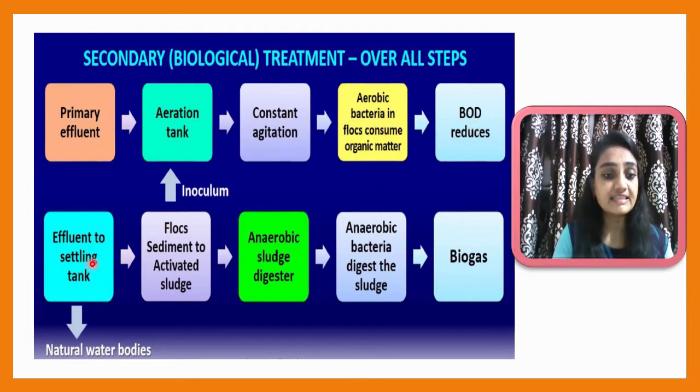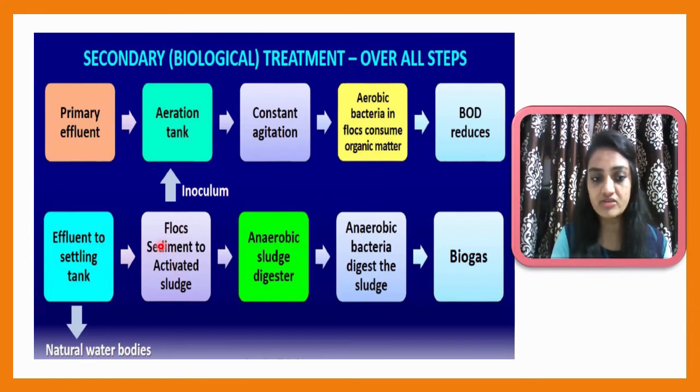And then the settling tank means that after the treatment, okay, that effluent will be passed into the settling tank. So the next stage is the settling tank. So the effluent, after the minimization of BOD, will be passed into the settling tank. Okay, and if BOD is very low, then what happens? It will be released into the natural water body. But some amount of sediment, that is semi-solid particles called flocks, will act as activated sludge, and that activated sludge will be passed to the anaerobic sludge digester, and some amount of flocks will also pass as an inoculum to the aeration tank.